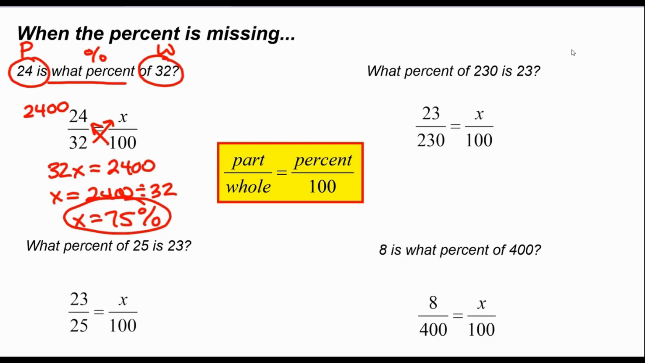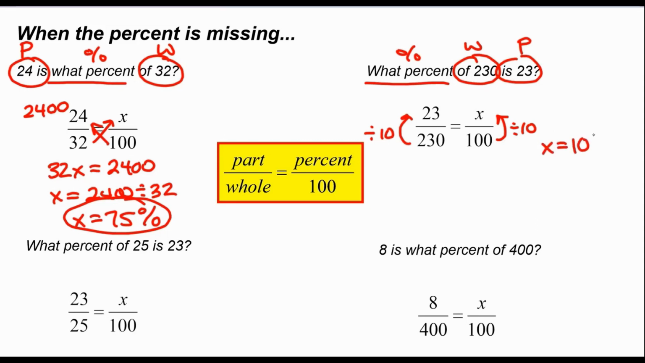And again, what percent of 230 is 23? So again, the percent is missing. Of 230, that tells me that's the whole, and 23 is the part. So 23 out of 230 is what percent here. Here there's a nice vertical relationship. 230 divided by 10 is 23. So 100 divided by 10 would tell me the percent. 100 divided by 10 is 10. So X is 10. And again, we were looking for the percent, so I better put a percent sign on that. X is 10%. So 23 out of 230 is 10%.